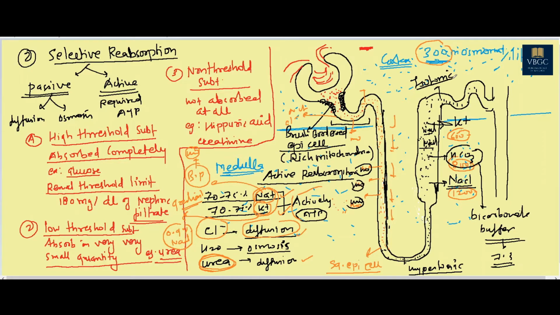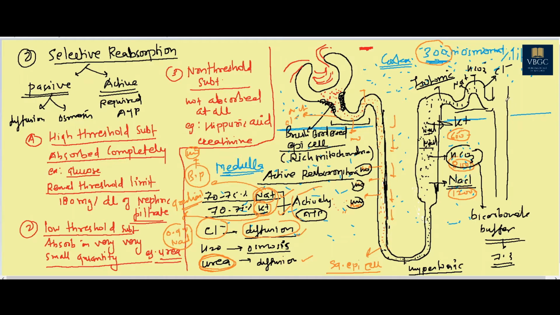The plasma becomes isotonic. Now this area is specially designed for the absorption of bicarbonate. So from here we absorb bicarbonate, from here we absorb sodium, from here we absorb chloride ion. So these are the things which are basically absorbed here in this DCT. So now you can understand what are the things absorbed here.